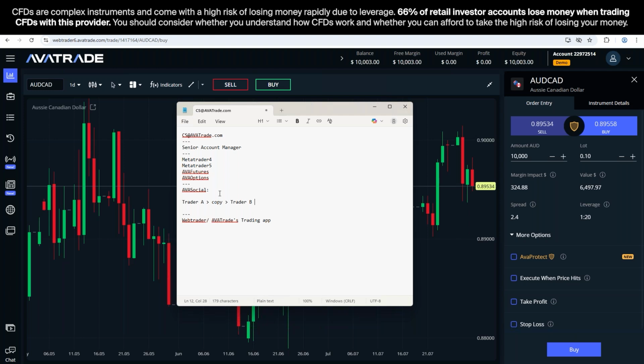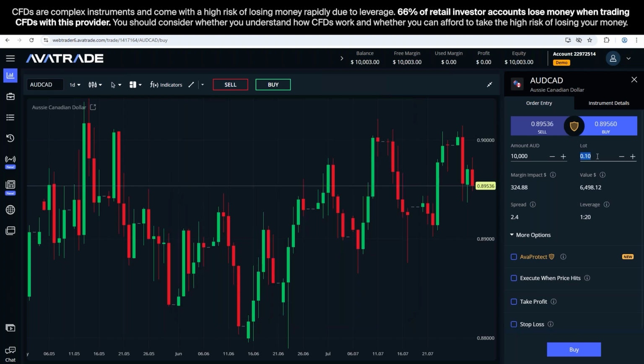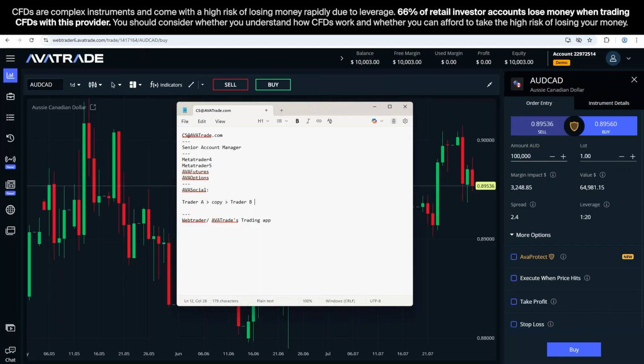The biggest advantage of using Ava Social is that we can still copy the strategy, but we can choose the lot size. So even if trader B is taking 0.1 as an example, or let's exaggerate, let's make it 1 lot, I can choose to copy the strategy with a lower lot size.